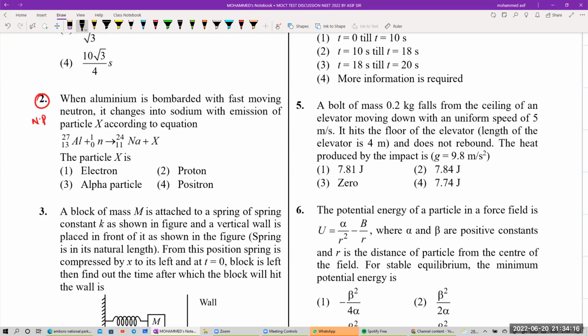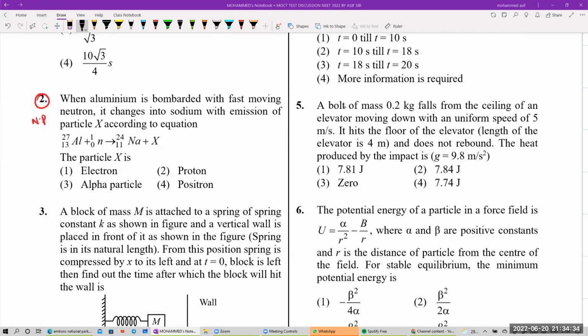When aluminum is bombarded with a fast moving neutron, it changes into your sodium with the emission of a particle X according to the equation. So the particle X क्या हो सकता है? सभी लोग देना आंसर. Very good. It will be an alpha particle. देखो, conserve the mass numbers and atomic numbers बेटा. Isn't it?